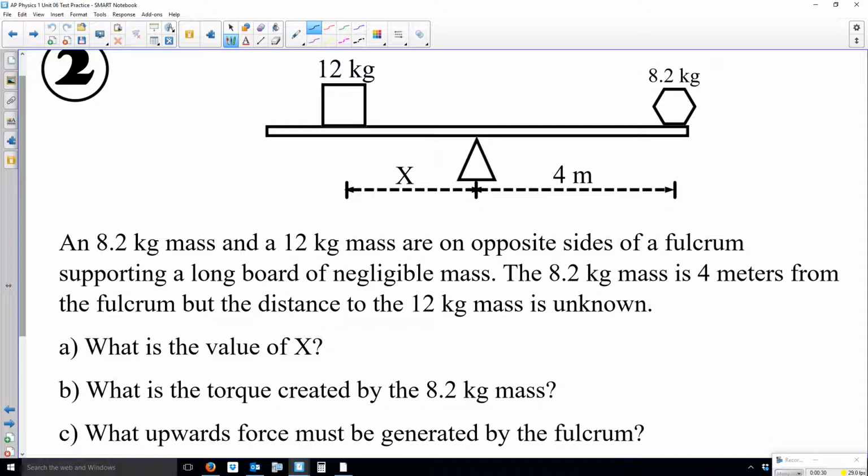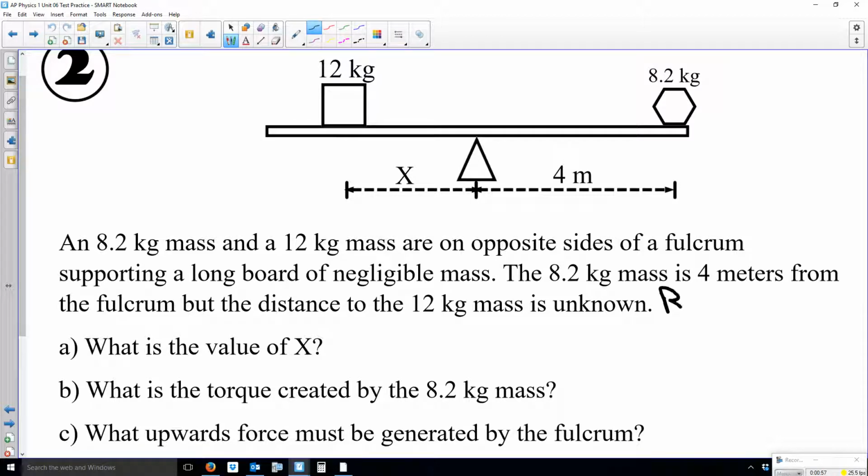So first off here, we've got an 8.2 kilogram mass and a 12 kilogram mass on opposite sides of a fulcrum. It's a seesaw, essentially. We've got this board, and the board has negligible mass. There's not enough mass in the board for it to matter. It gives us this nice diagram: the 8.2 kilogram mass is 4 meters from the fulcrum, but the distance to the 12 kilogram mass is unknown.